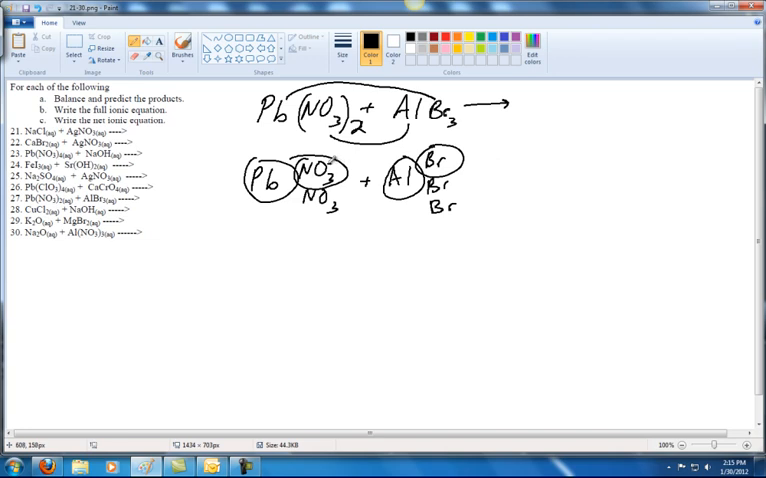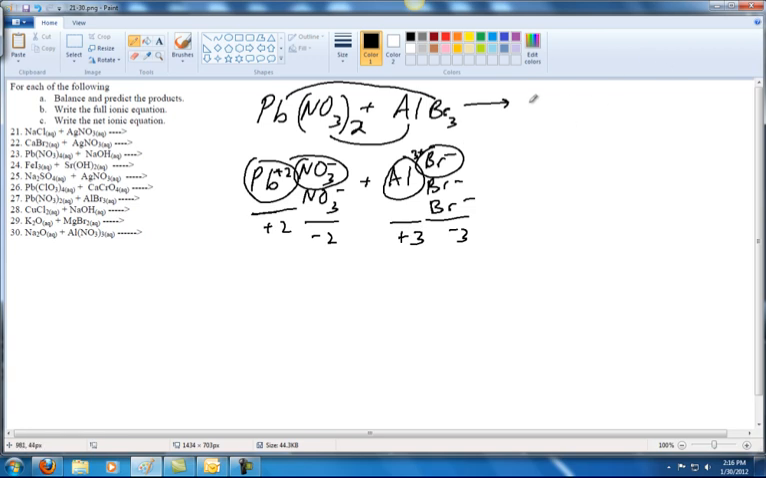Looking at the charges, we've got negative and negative here. That's going to be -2, so that's going to be +2 overall. So that's going to be +2 there. And looking at this one, we've got negative, negative, negative. So that's -3. That means that this is going to be +3. So the aluminum is +3.